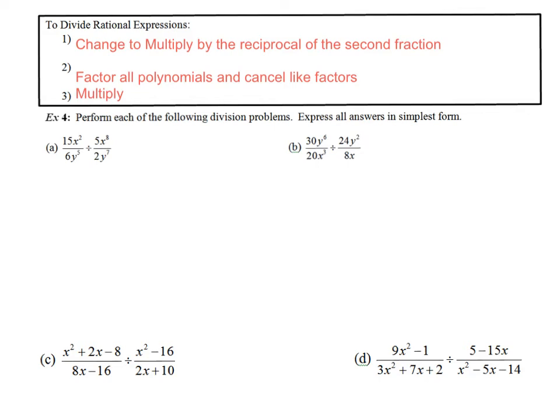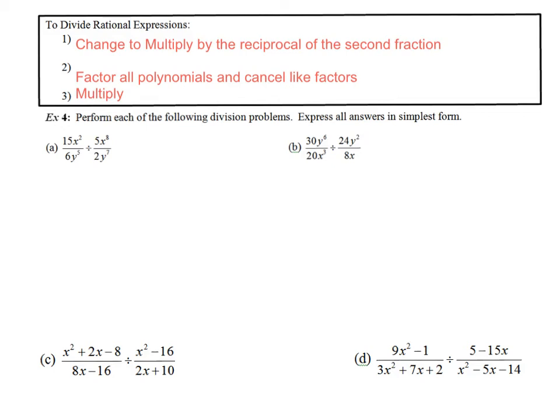Let's move on to the operation of division. There's just one extra step that we have to do when we're dividing rational expressions. Our first step is to change the operation to multiply and change the second fraction to the reciprocal, because dividing by a fraction is the same as multiplying by the reciprocal.